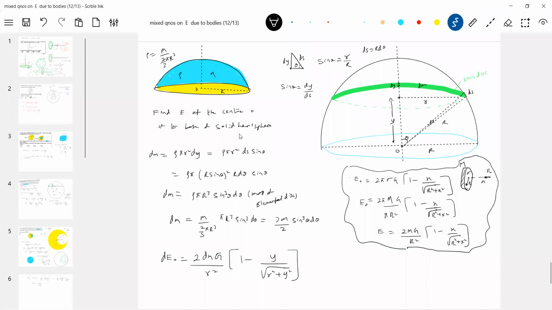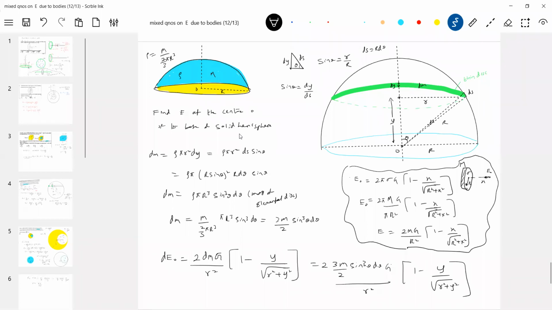What is dm now? The dm is this much. That will substitute here. So now this will be 3m by 2 sine cube theta d theta, times 2g by r square into 1 minus y by root of r square plus y square. Okay, so many terms. How to integrate? So this y by root of r square plus y square, what can you write it as?